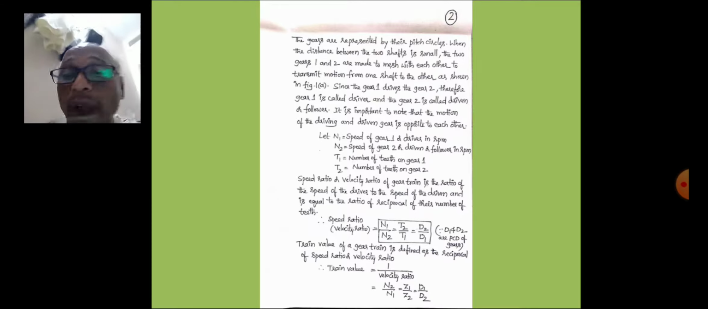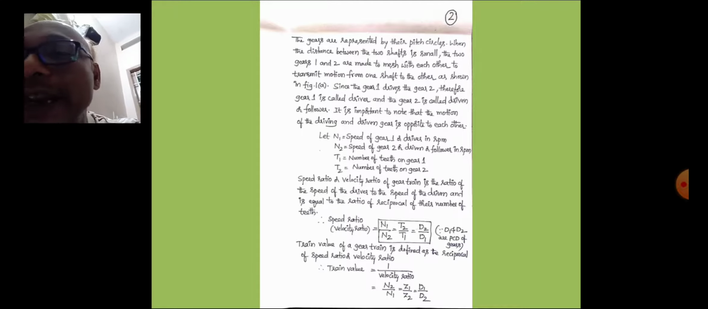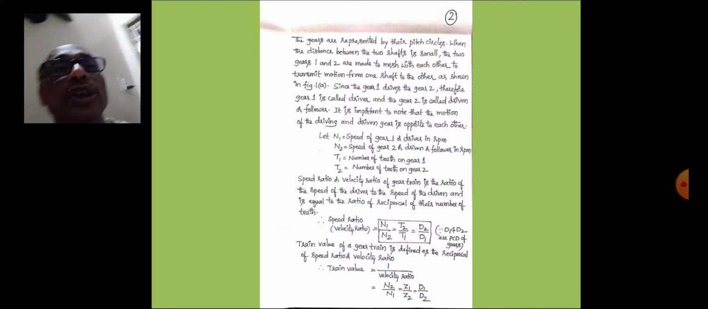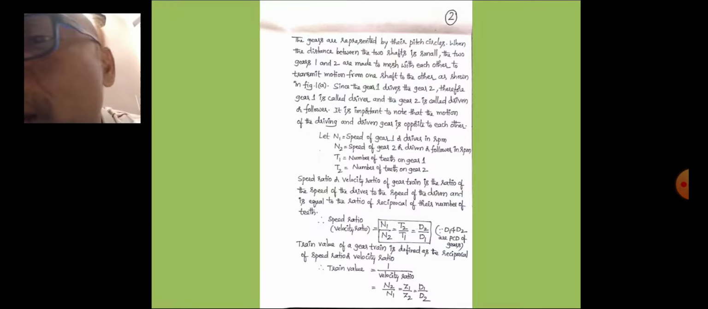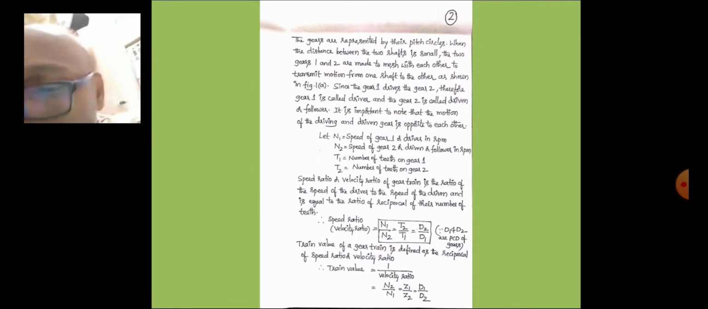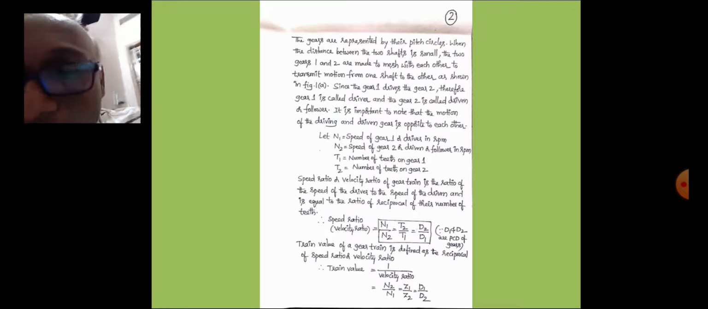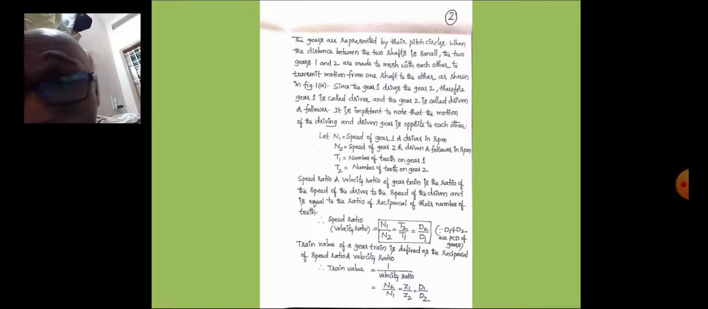So in order to find the velocity ratio, I took N1, N2, N3 as the speeds of the driver, intermediate gear and driven gear in revolutions per minute. And T1, T2, T3 are the number of teeth on the driver, intermediate gear and driven gear. Now to find the velocity ratio, how should I begin?